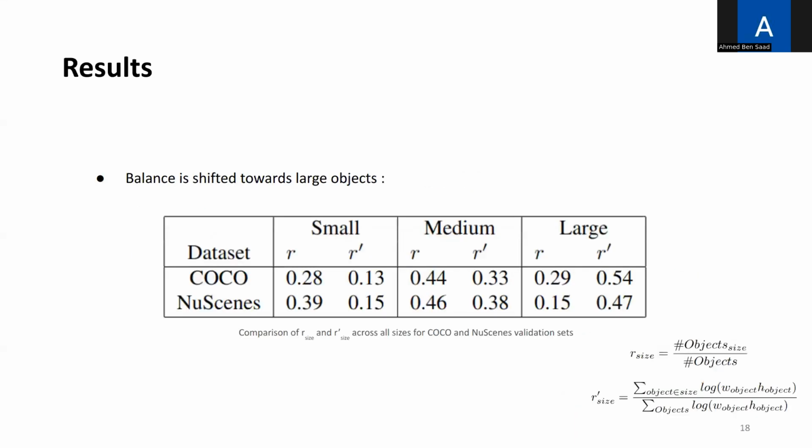The first effect is that if you look, for example, at the ratio of small, medium and large objects without the weights, the simple ratio, and the weighted ratio, this table shows that the balance on COCO and UScenes, which are the two data sets used in all our experiments, is heavily shifted towards large objects. So the weighted ratio of large objects, even though they are a minority in both data sets, gives them more weight, and so they are more impactful on the training.